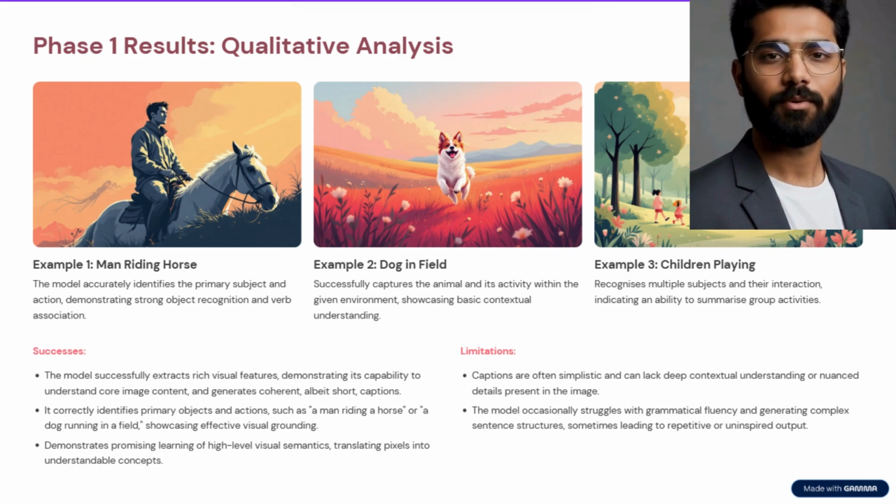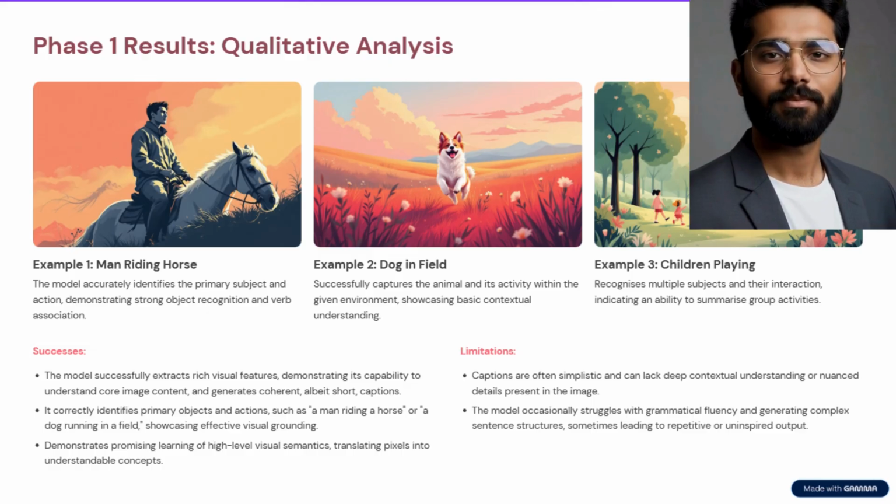For our third example, we presented a more complex scene with multiple subjects. The model's caption was "children playing." This indicates an ability to recognize multiple entities, the children, and summarize their collective group activity rather than getting lost in individual details. First, the model has proven it can successfully extract rich visual features from an image.